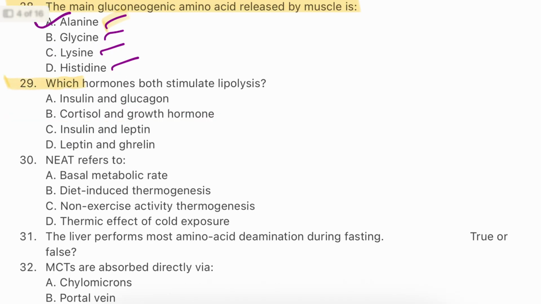Question number 29. Which hormones both stimulate lipolysis? Insulin and glucagon, cortisol and growth hormone, insulin and leptin, or leptin and ghrelin. The answer will be cortisol and growth hormone.